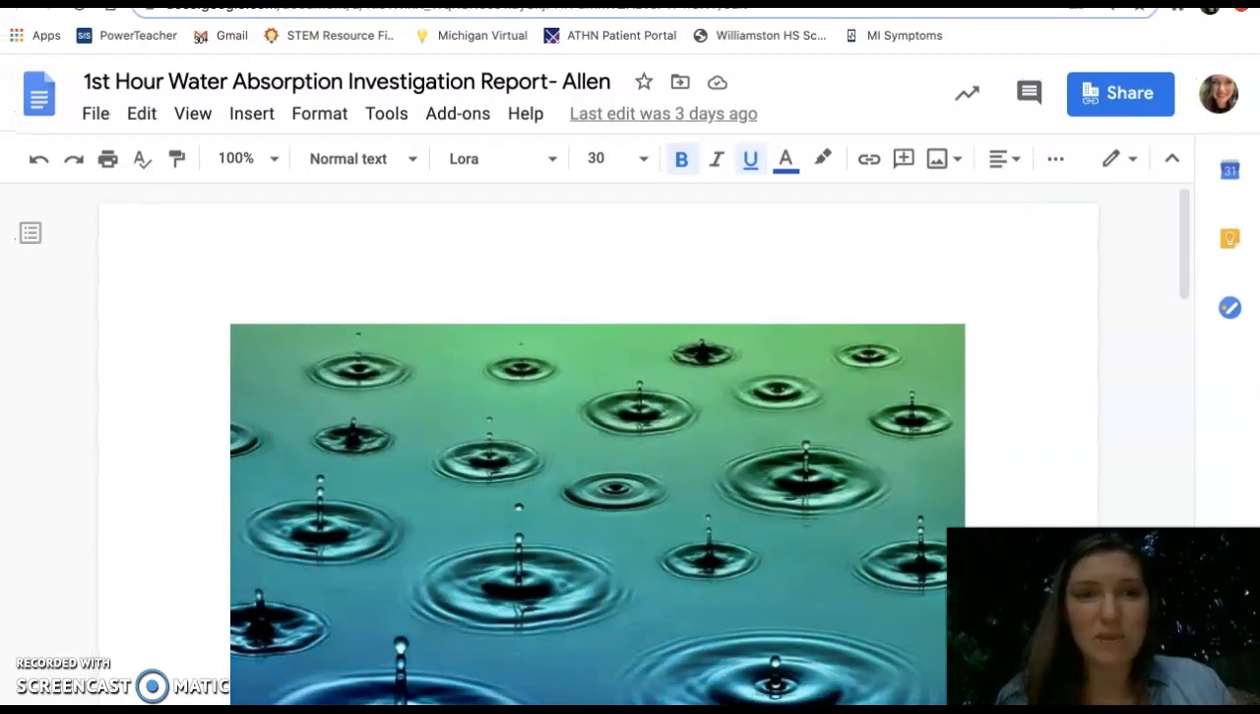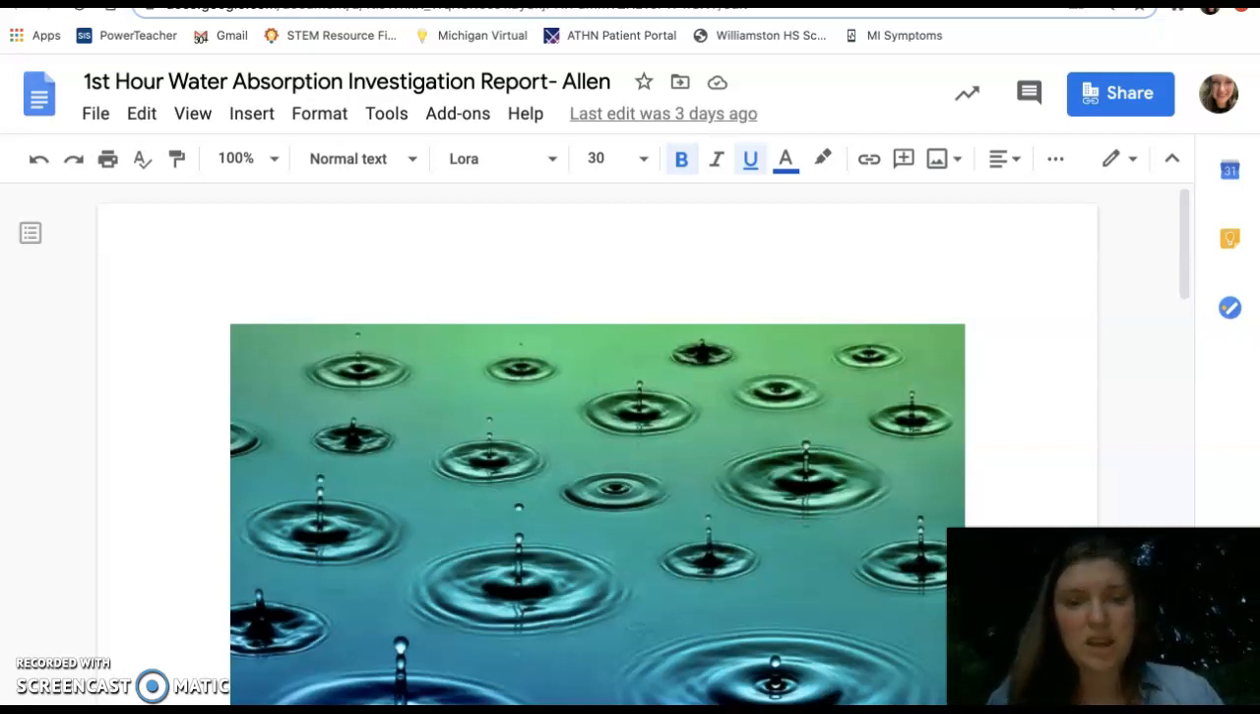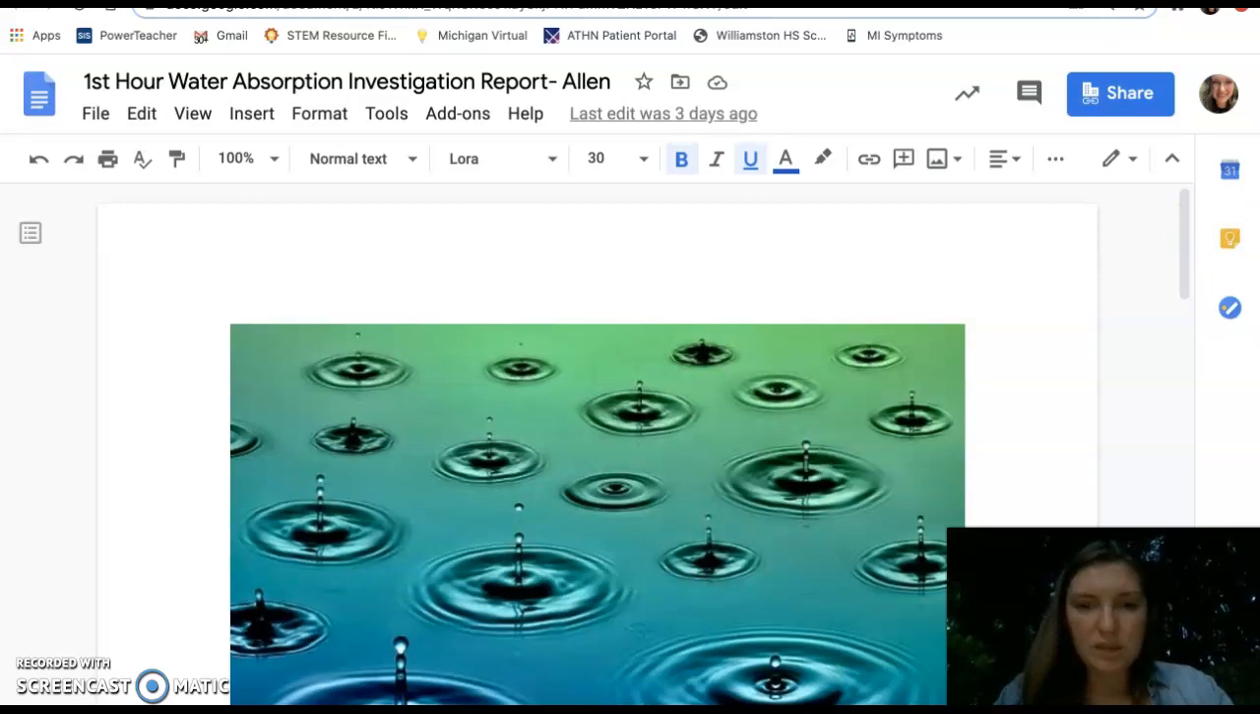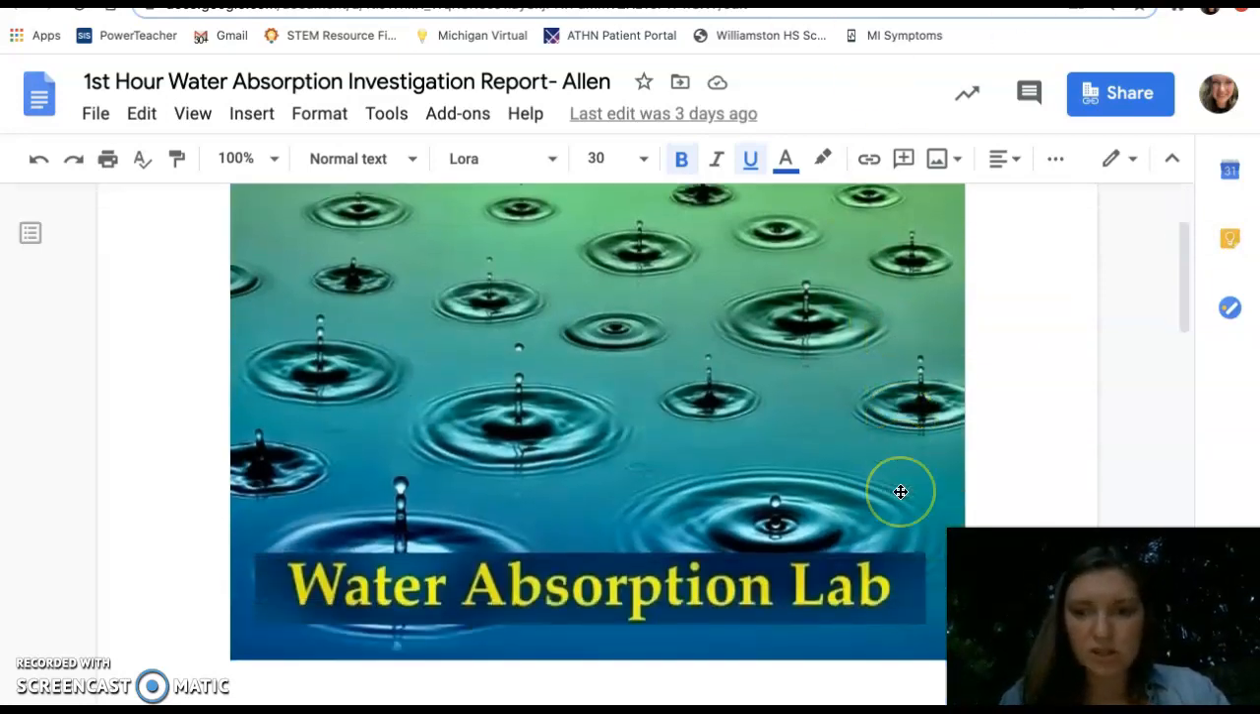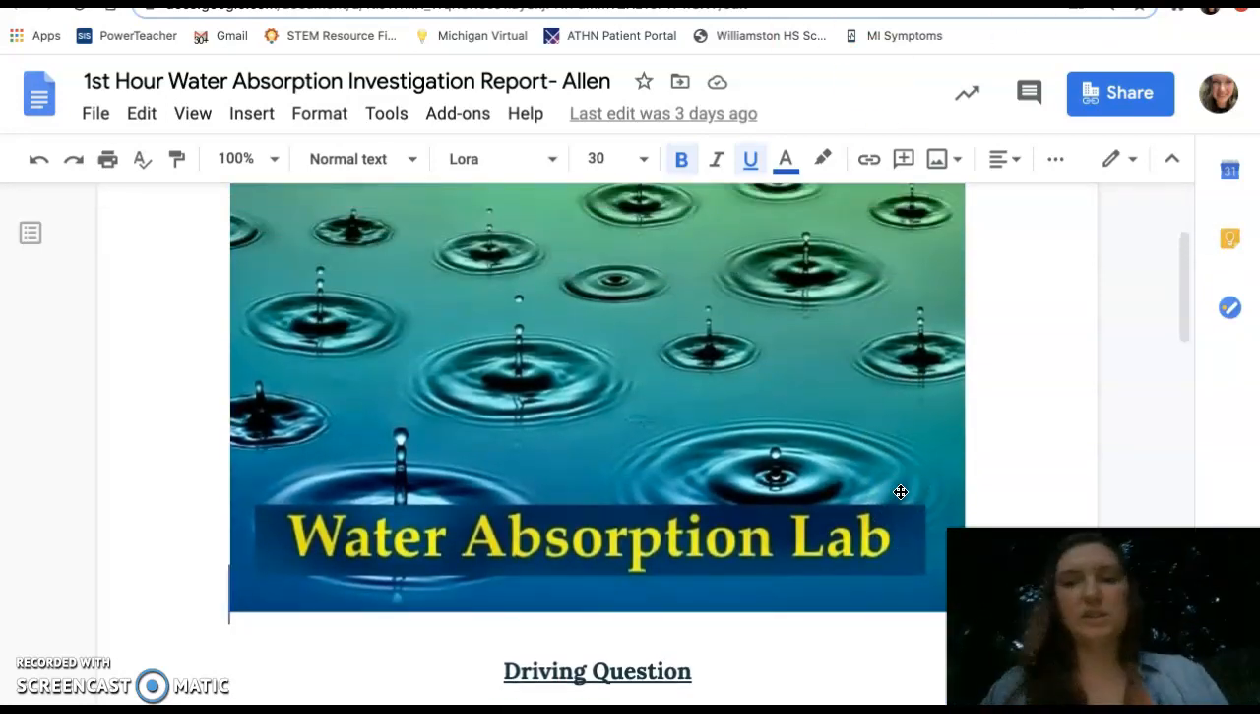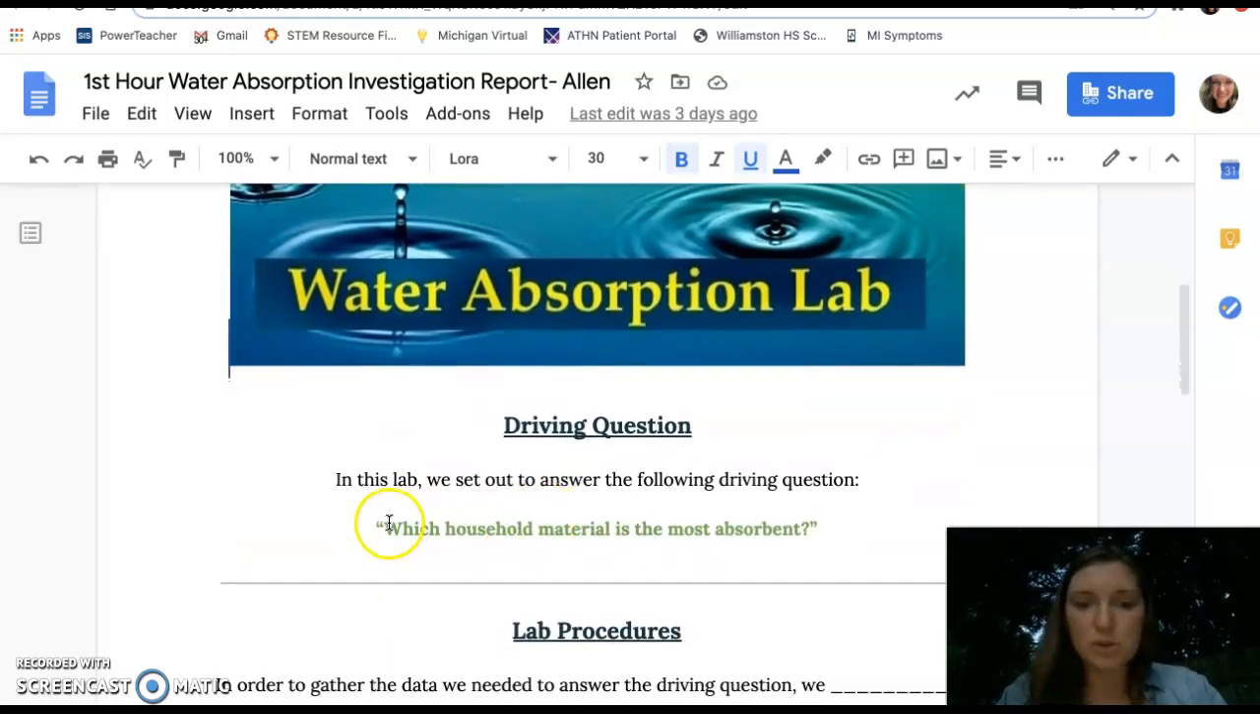This is just so I can get you guys familiar with the structure of a lab report, what we're looking for, because we'll be doing it in this sort of format throughout the year. So here's what I'm looking for in each section. All right, so the driving question for this lab was which household material is the most absorbent?